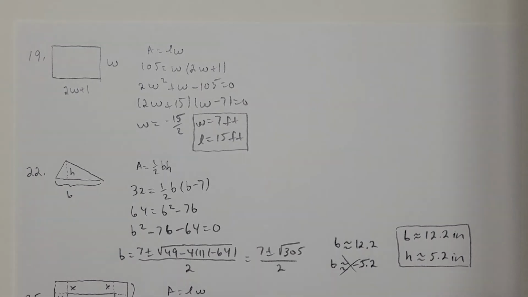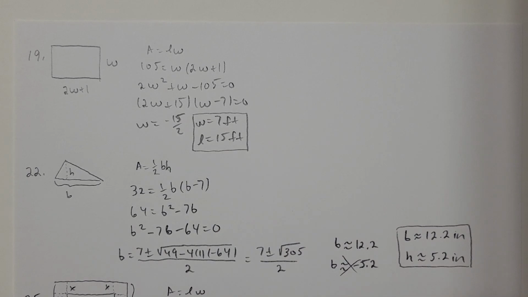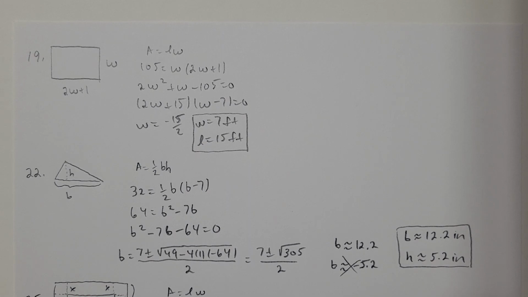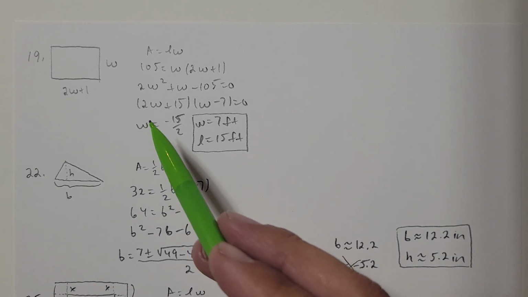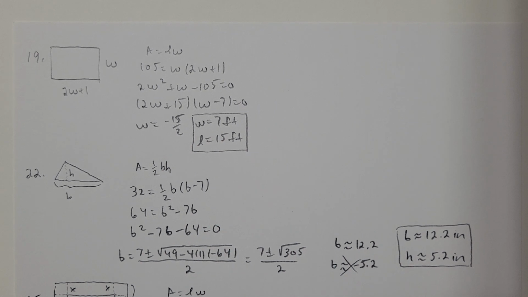If I set the factors each equal to 0 next, and solve, 2w plus 15 equals 0 means that w is negative 15 halves. W minus 7 equals 0 means that w is 7. Okay, w is the width of this garden. That can't be a negative number. That doesn't make any sense for us. Okay, so I would throw away this negative 15 halves. That doesn't make any sense for the problem.